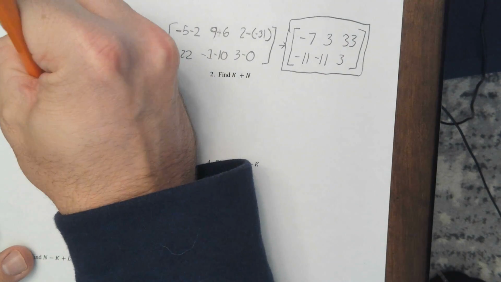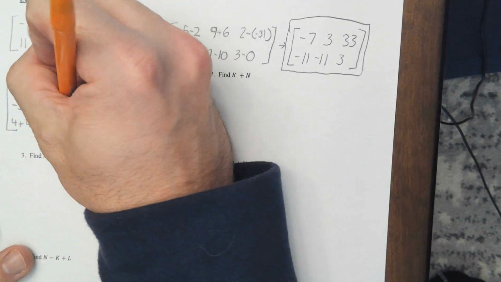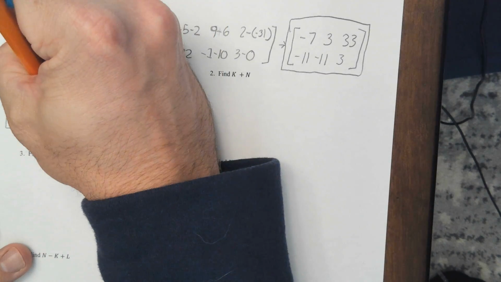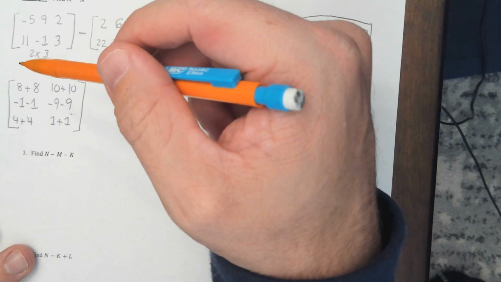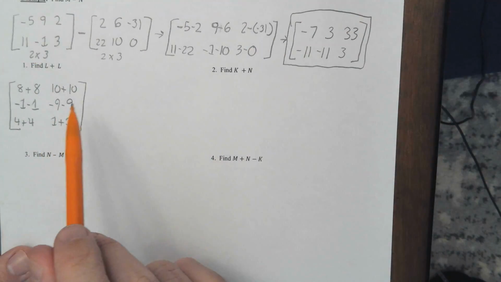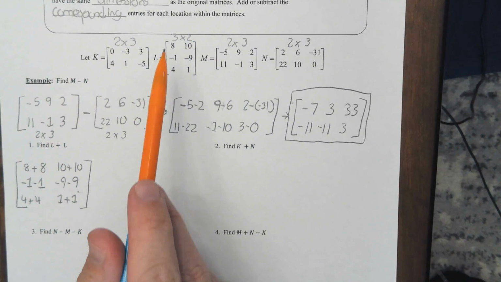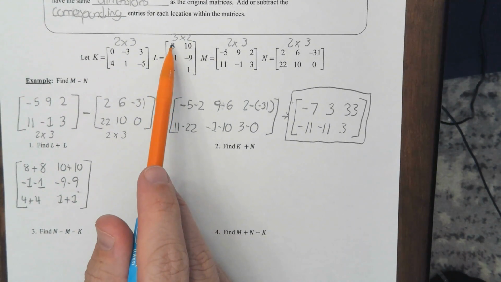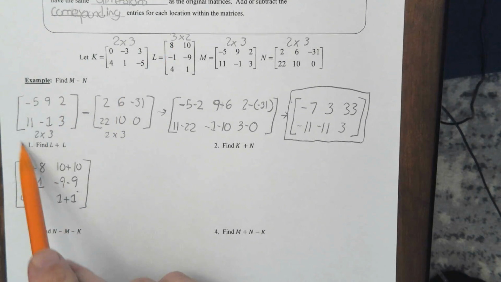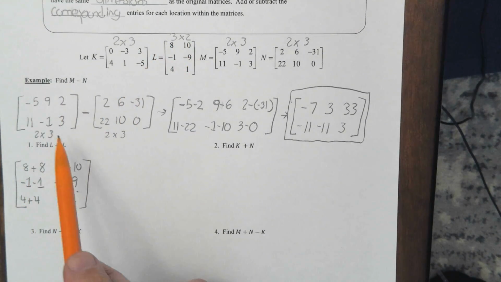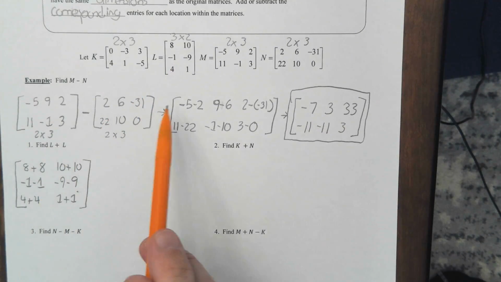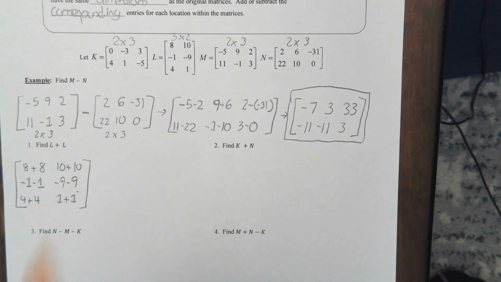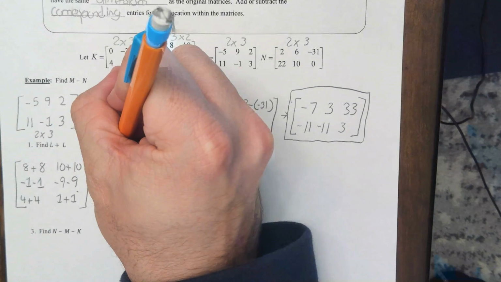1 plus 1. Again, because they're both 3 by 2s, we can perform addition or subtraction. In this case, we're doing addition. Again, where did I get this from? Just look at your corresponding positions here, right? L and L are 8 plus 8, 10 plus 10, negative 1 minus 1, negative 9 minus 9, 4 plus 4, 1 plus 1. And now we're going to go ahead and add those together, and that's going to be my final answer.